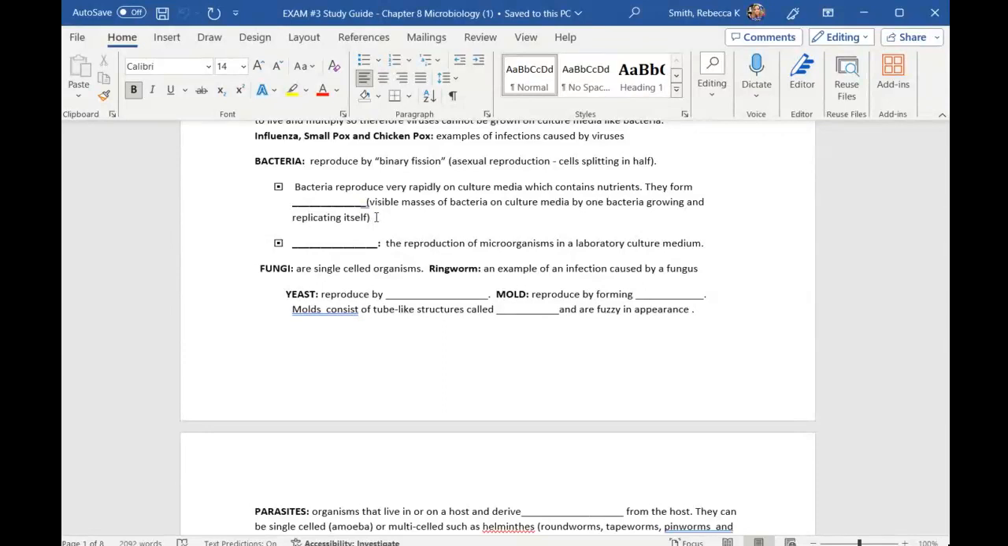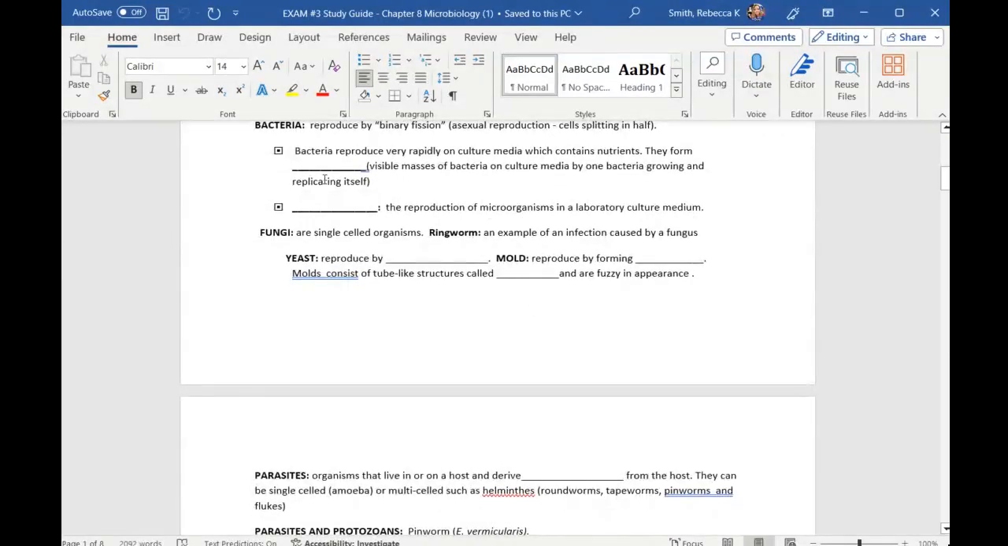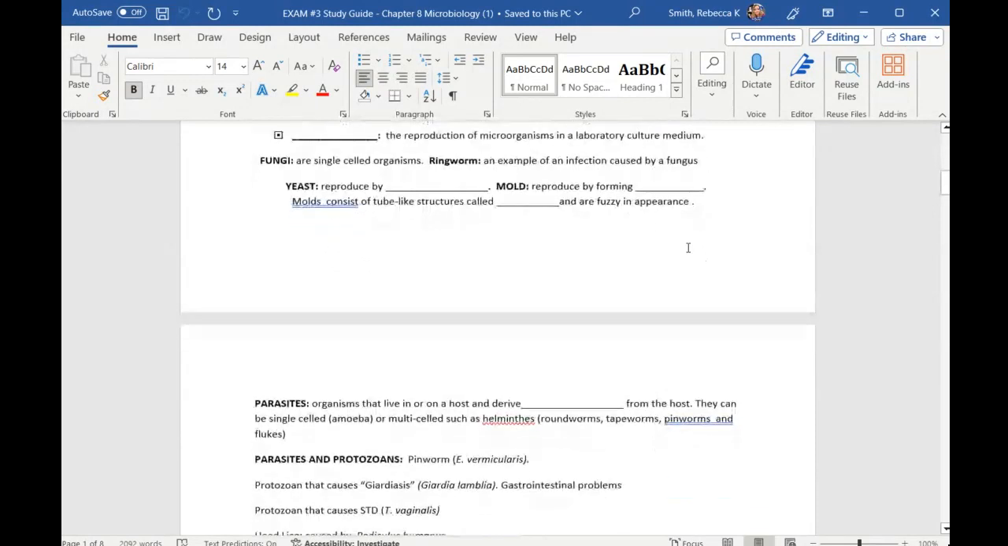That's not a test question. This one was open for interpretation because it could be many things in my opinion. So yeah, just growing them on a culture would work for that one. Anybody else have another answer for that one? This is always kind of a toughie.